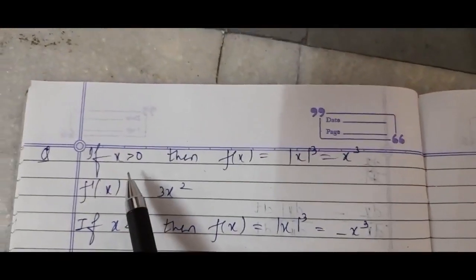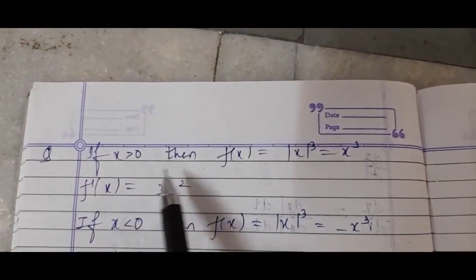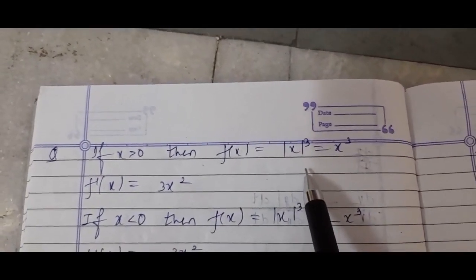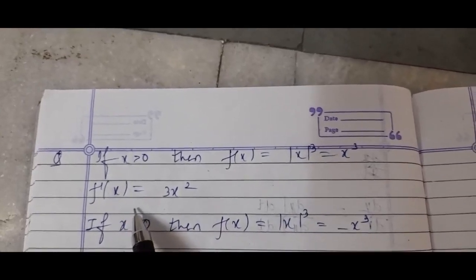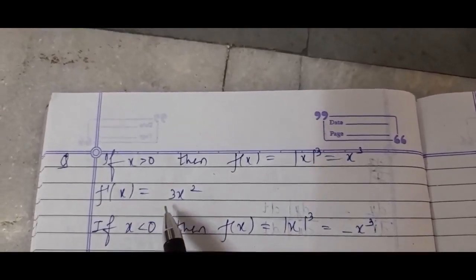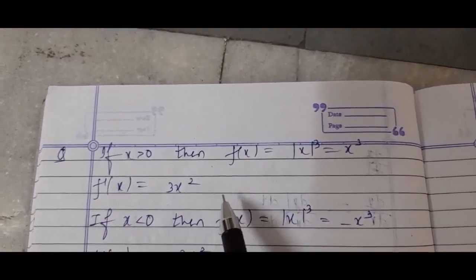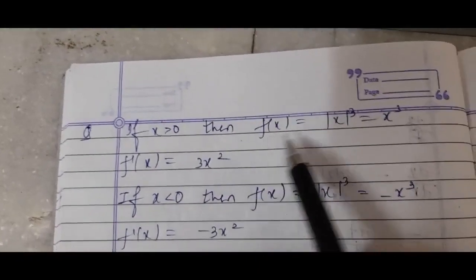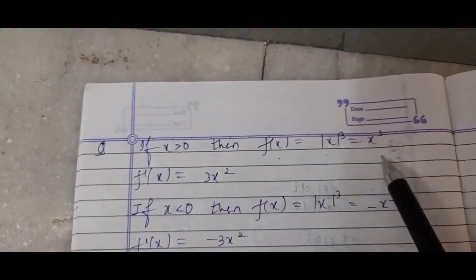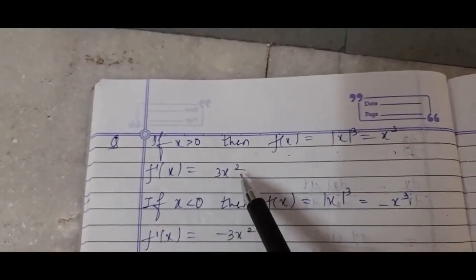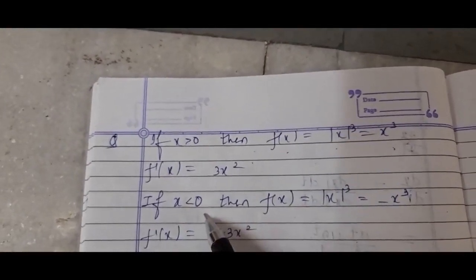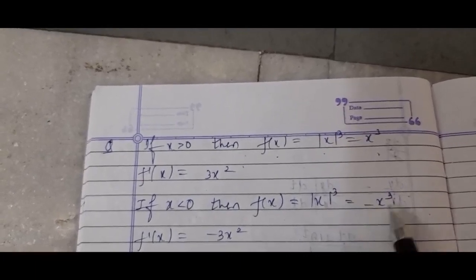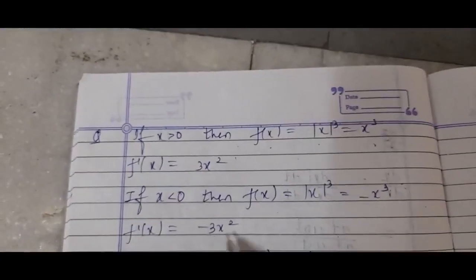Next question is, if x is greater than 0, then f of x is mod of x cube. Show that the double derivative of f of x exists for all real x and we have to find it. Okay, so if x is greater than 0, then mod of x cube will be x cube. So differentiation will give 3x square. If it is less than 0, then modulus of x the whole cube will be minus x cube and differentiation will give minus 3x square.